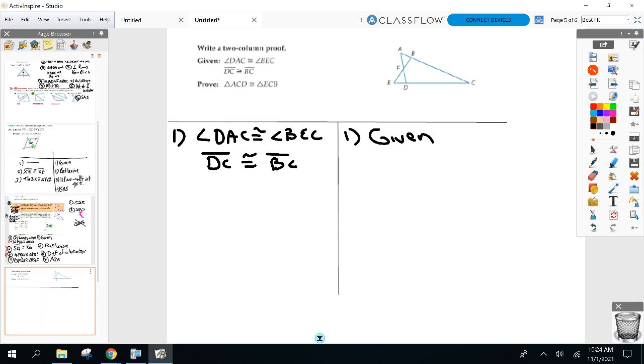All right, let's see here. Let's mark our diagrams. DAC is congruent to BEC, got it? And then it said segment DC congruent to segment BC, got it. All right, anybody know why I handed out those colored pencils and why they might be useful in this problem? Not because I want to make your proof more colorful.